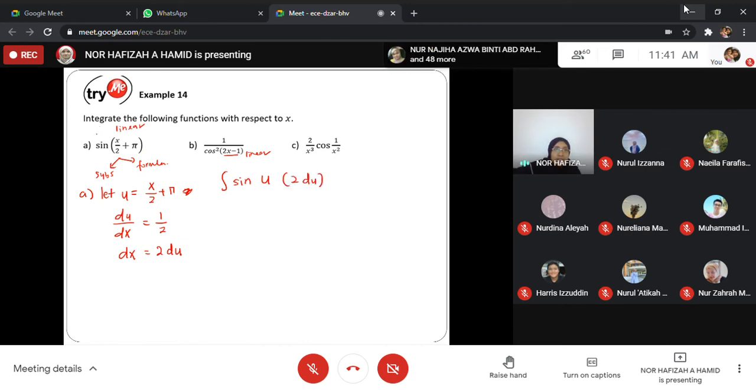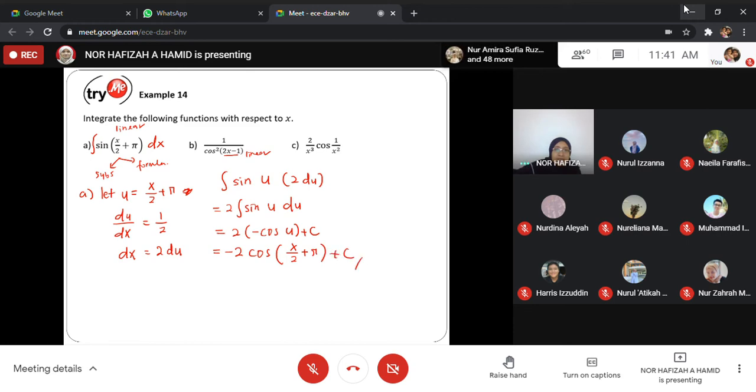So ni dia integrate sine respect to x. Okay, so equal to 2 integrate sine u du. So integrate sine is equal to negative cos. Negative cos u plus C. So also equal to negative 2 cos u substitute balik dengan x over 2 plus pi. So plus with C.